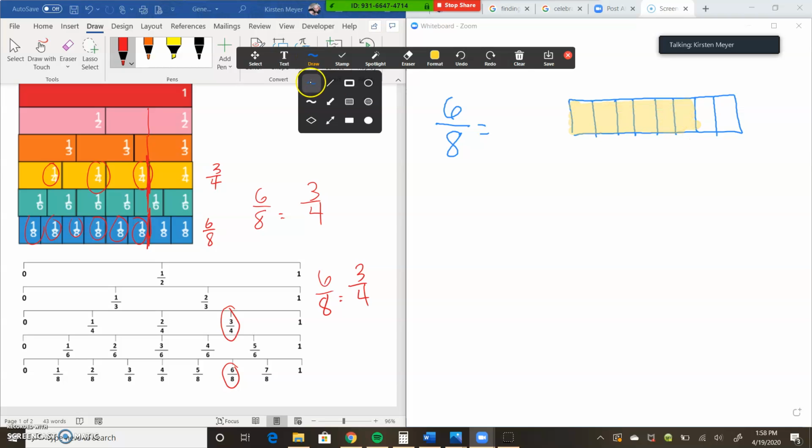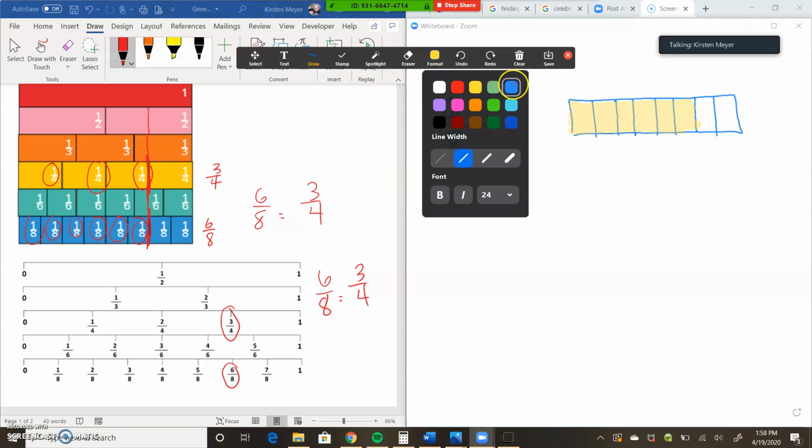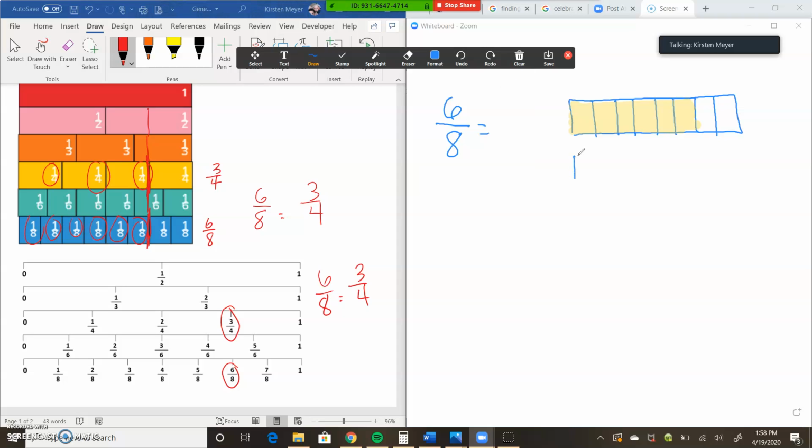Fantastic. Now I know that I want to make an equivalent fraction, so my model has to represent the same amount. So I'm just going to do the same thing over again. 8 and half, so now there's 4 on that side. On that side, 1, 2, 3, 4, 5, 6, 7, 8 all together. Then I want to go ahead and shade it in.